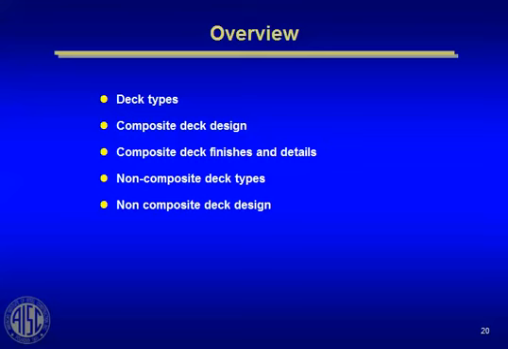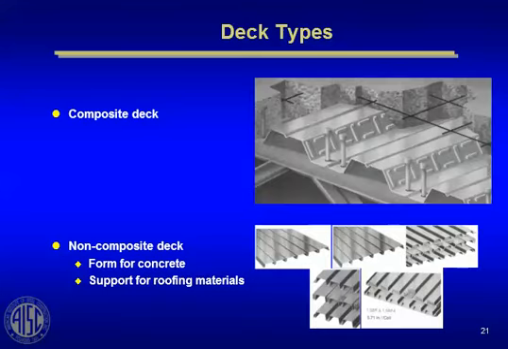We're going to talk about the different deck types. We're going to talk about composite deck design, composite deck finishes and details, what kind of coatings, painting, galvanization you want to put on these. Non-composite deck types like form deck and roof decks and other non-composite deck design issues. First of all, we already talked about composite deck. We know what that's all about. Got embossments on it where the metal deck is the reinforcement, positive reinforcement for the slab in non-vibratory conditions. The metal deck is the positive reinforcement, and you just put mesh in there to control shrinkage and temperature effects.